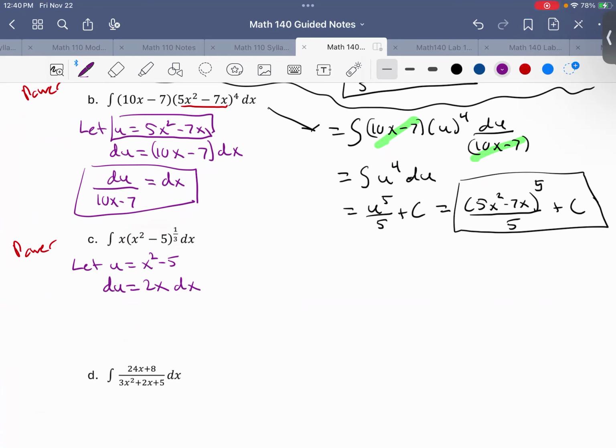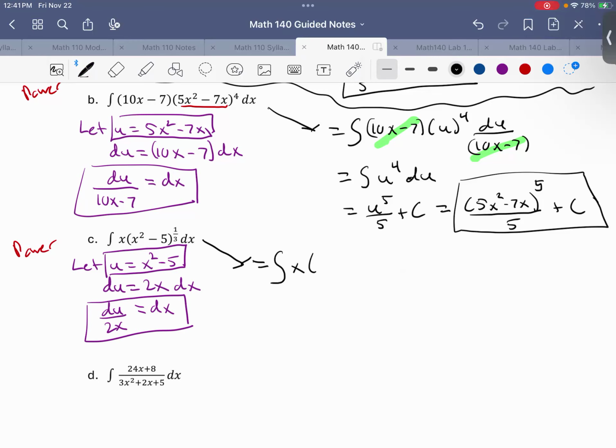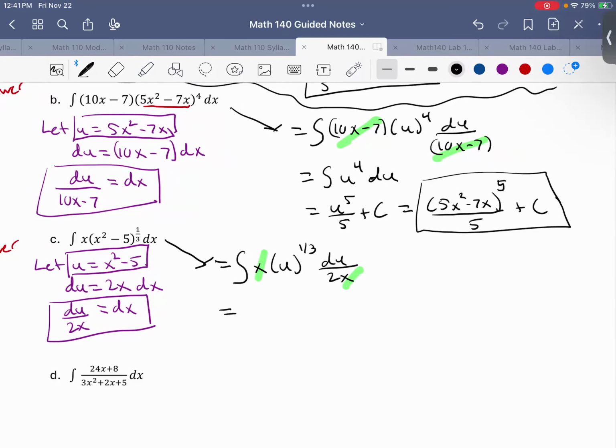And again, we're going to move everything over to have dx by itself. So I'm going to divide by 2x to both sides. I'll have du over 2x. Okay, so I have my u and I have my dx. So what I need to do now is substitute both of these into our integral. So I'll have the integral of x times u to the 1/3, and my dx equals du over 2x. Okay, so our x's cancel out, and what I'm left with is the integral of u to the 1/3 over 2 du.